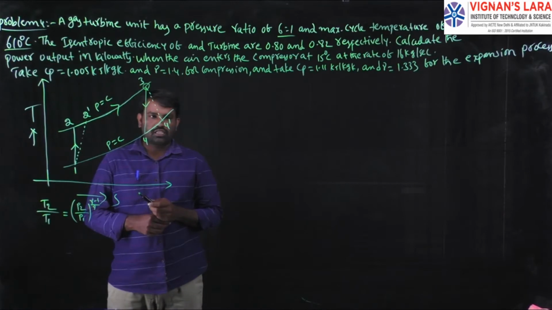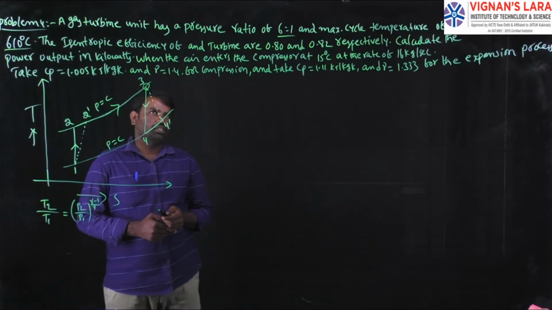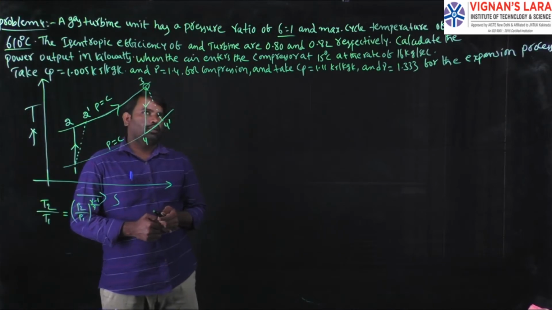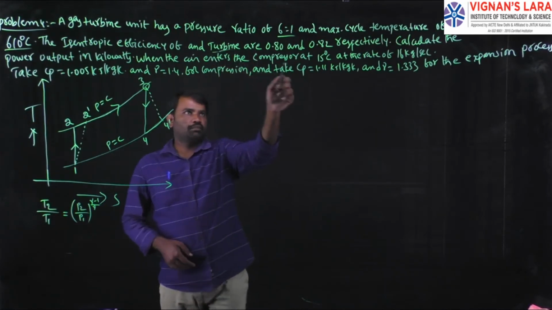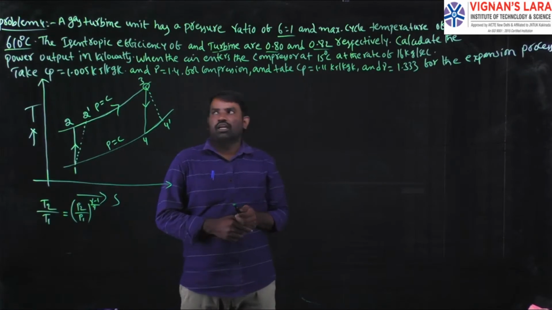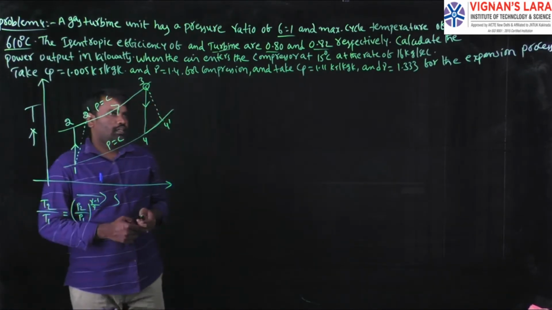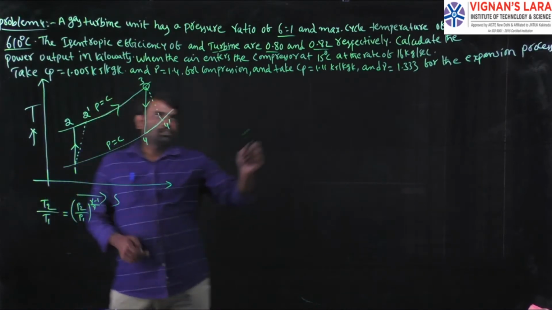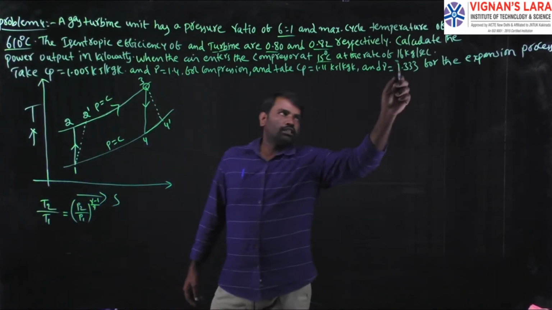T3 is the maximum temperature of the cycle, and the isentropic efficiencies of the turbine and compressor are 0.80 and 0.82 respectively. Calculate the power output in kilowatts when the air enters the compressor at 15 degrees centigrade at the rate of 16 kilograms per second.